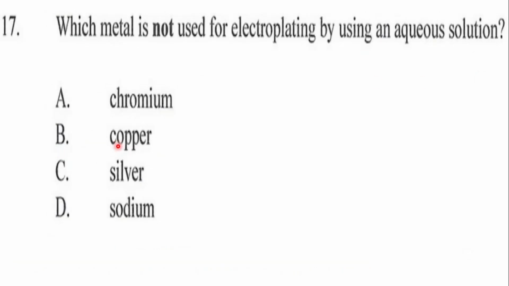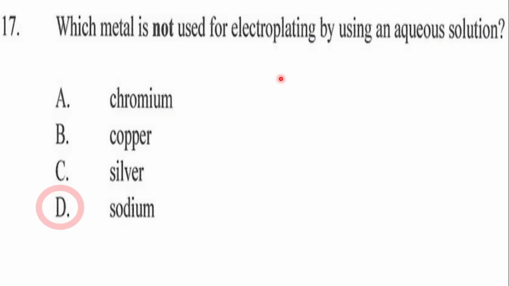Let's move on to question number 17, and it says, which metal is not used for electroplating by an aqueous solution? The keyword here is not, so not is in bold. Is it going to be chromium? Is it going to be copper? Is it going to be silver? Or is it going to be sodium? Which metal is not used for electroplating by using an aqueous solution?